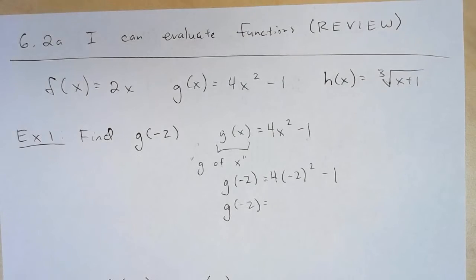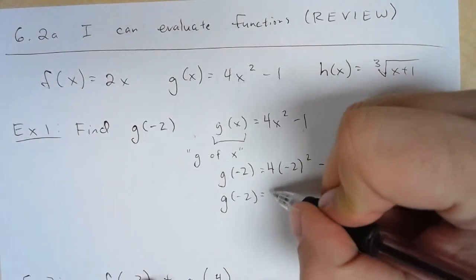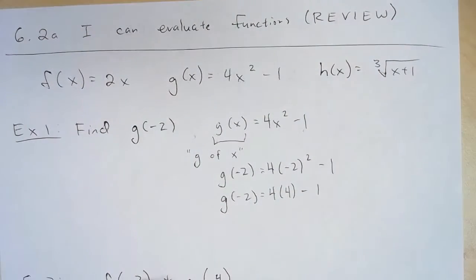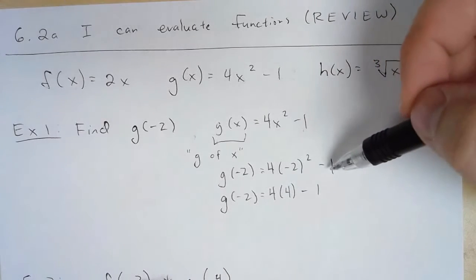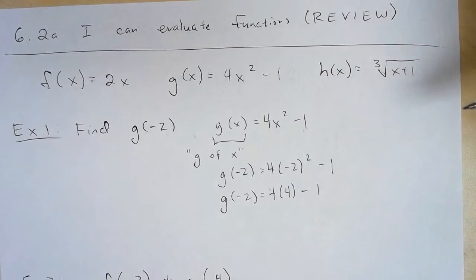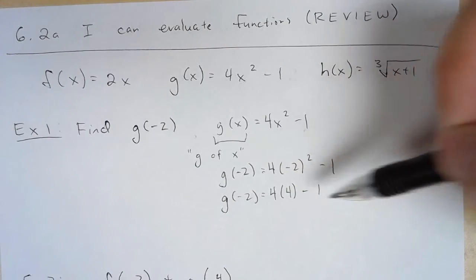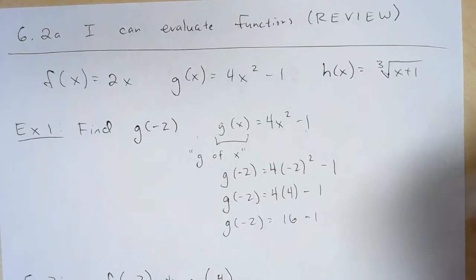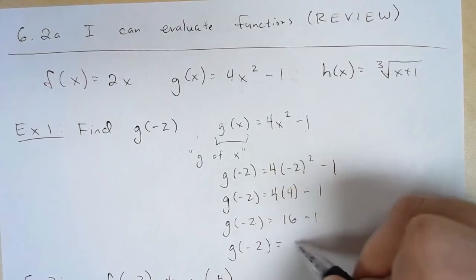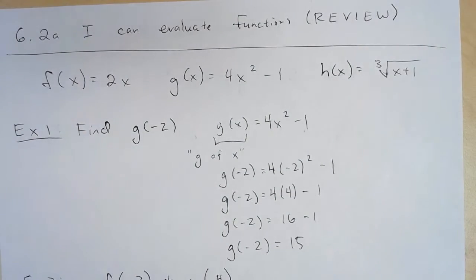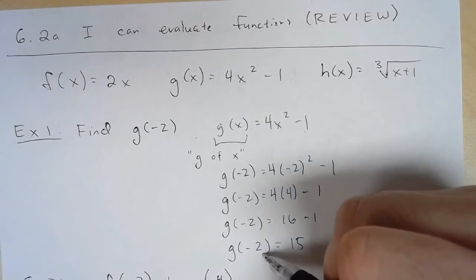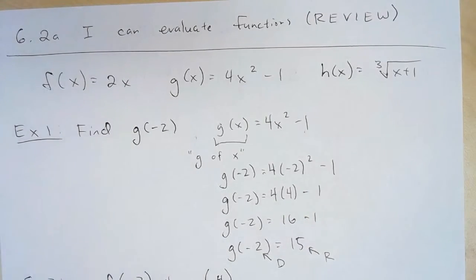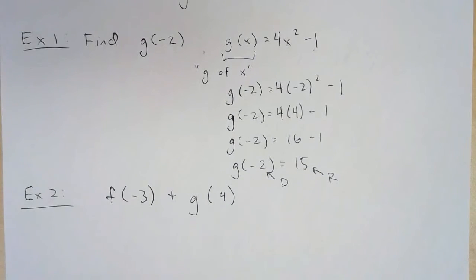Think about our order of operations. Exponents are going to come first. Negative 2 squared is negative 2 times negative 2, which is positive 4. Then we copy down the 4 in the front for multiplication and minus 1. So we've got 4 times 4 minus 1. Let's do our multiplication first. G of negative 2 is 16 minus 1, so g of negative 2 is 15. If we think about this in terms of domain and range, for our g function, our domain is negative 2, and our range value for that domain is 15. A little bit of review from 6.1.